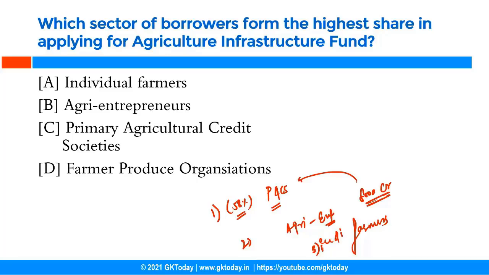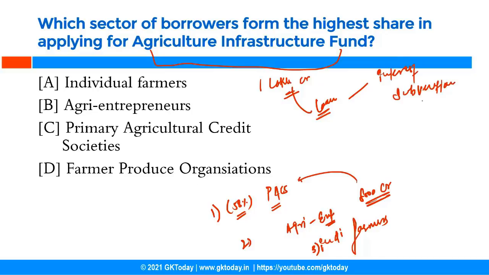This Agri Infrastructure Fund has been set up by the government to provide the financial support for the agriculture sector for infrastructure. Now under this scheme, 1 lakh crore rupees will be provided by the banks and financial institutions as the loan for the development of infrastructure in the agriculture sector. Now please note that this loan will have interest subvention. Interest subvention means discount. So it will have interest subvention of 3% per annum.